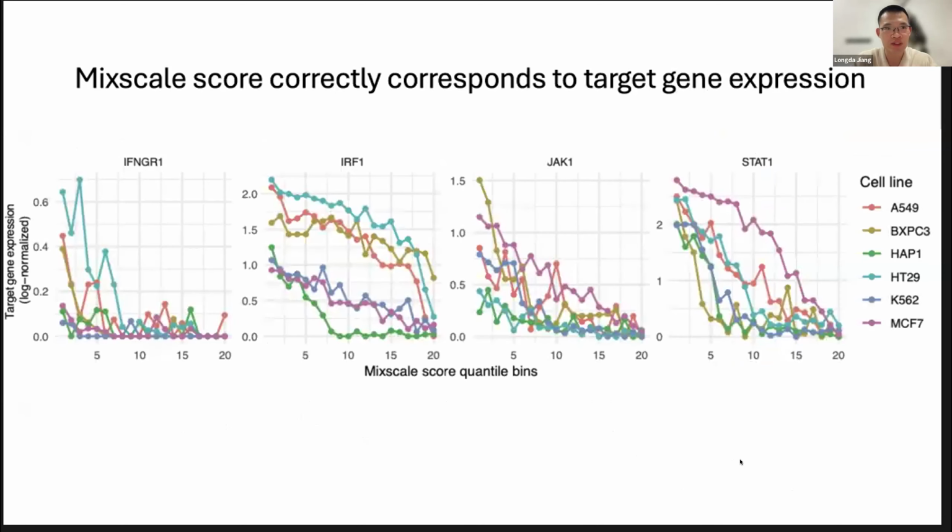To validate the accuracy of our mixed-scale score, we benchmark it against other known quantities in our datasets. As demonstrated in these figures here, we can see that as the mixed-scale score goes up, the expression level of the target gene goes down accordingly. This is consistent across different cell lines and different regulators, indicating that our mixed-scale score can indeed reflect the knockdown efficiency for the target gene.